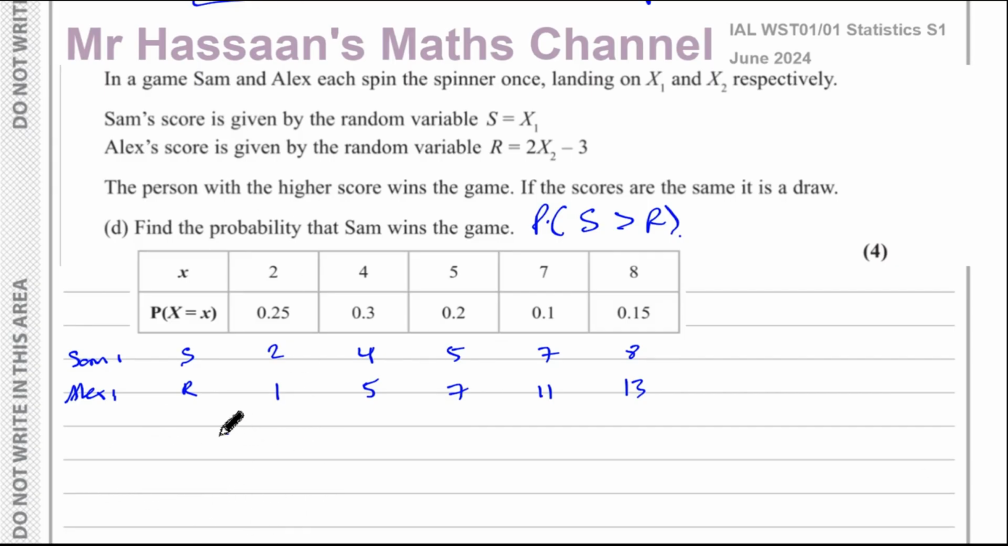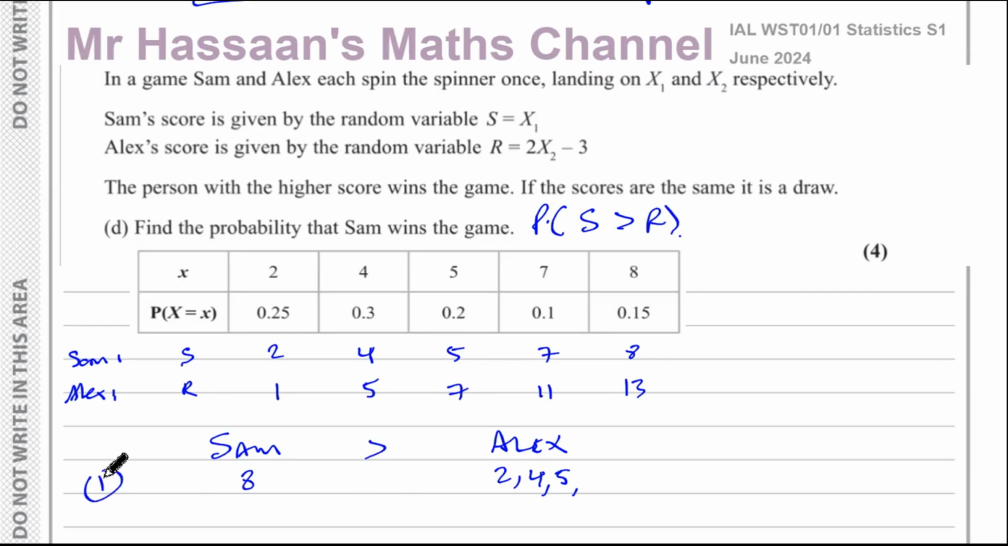So I'll put here Sam, and I'll put here Alex. So if Sam gets an 8, okay, Alex gets a 2, which means his score is 1, or a 4, which means his score is 5, or a 5, which means his score is 7, then Sam is going to be beating Alex.